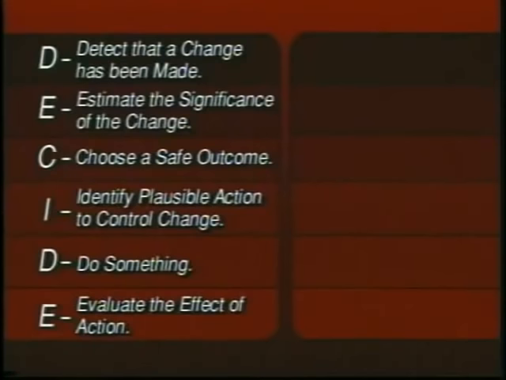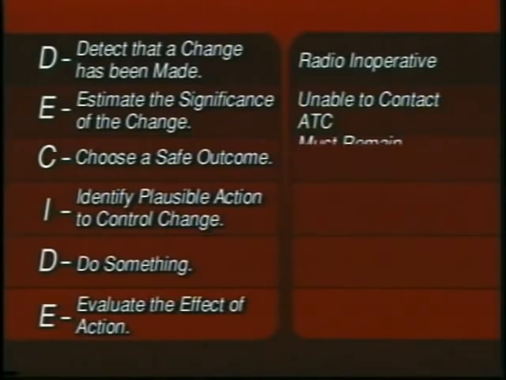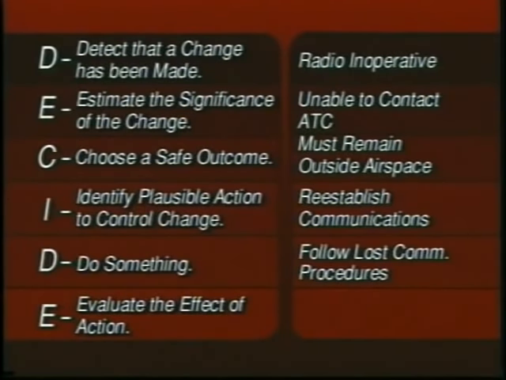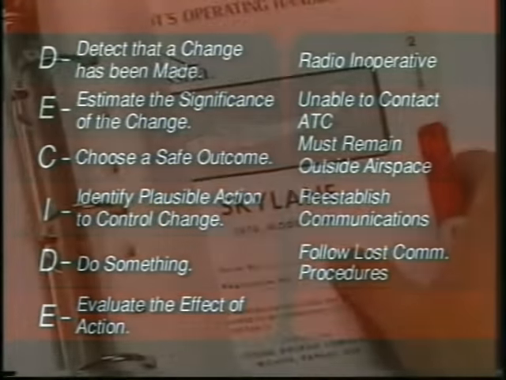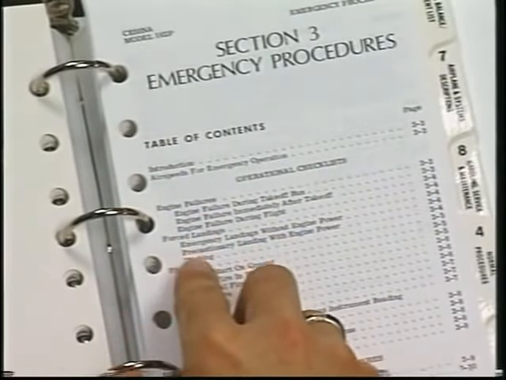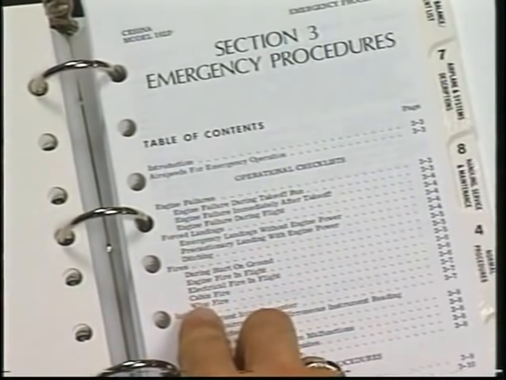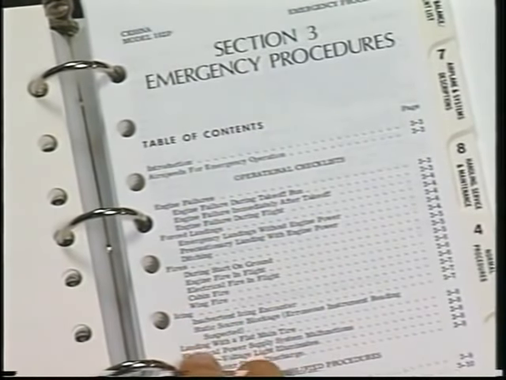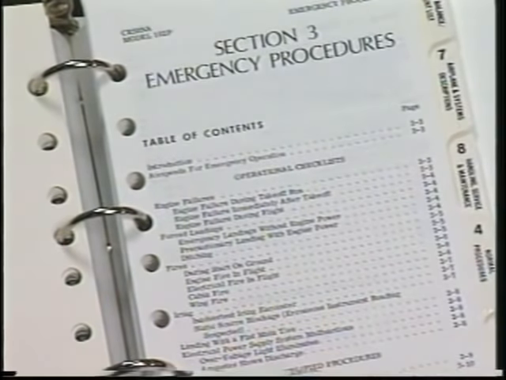Decide: radio inoperative. Unable to contact ATC. Must remain outside airspace. Re-establish communications. Follow lost communication procedures. You turn to the emergency checklist. As you know, most general aviation aircraft don't have a checklist for lost communications. Therefore, you must rely on your knowledge of aircraft systems and lost communication procedures.